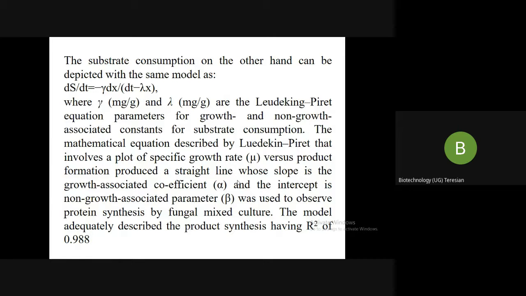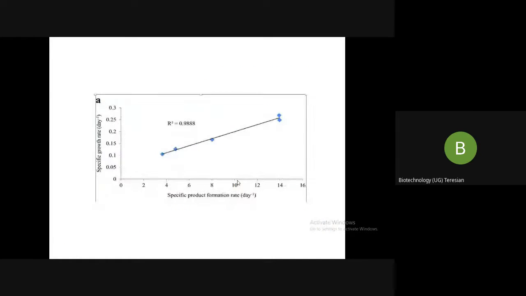So the rate of formation of product directly relates to the rate of growth. This is what we understand by the model. The rate of formation of the product is directly related to the rate of growth of the microorganism, and we saw that with the help of this graph.